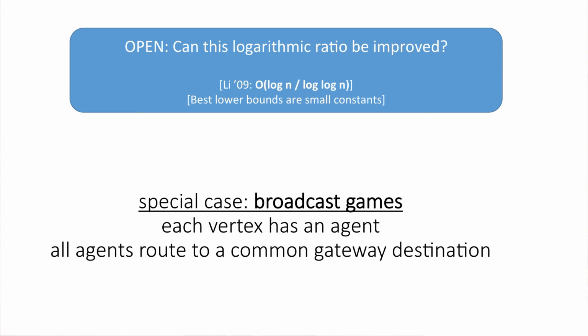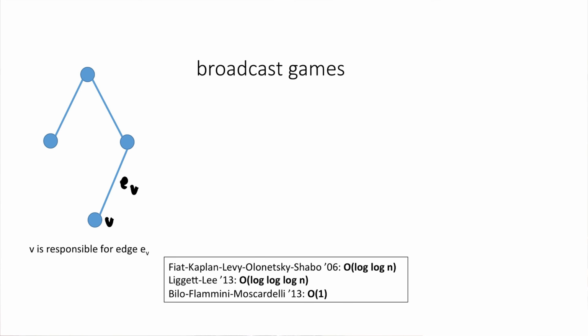Okay. With these two assumptions, a lot more is known. In particular, there has been a series of works. So, from log n, it initially went down to log n over log log n, and then to a constant. But without going into all these results, let me say a little bit about why this is a much easier situation to handle.